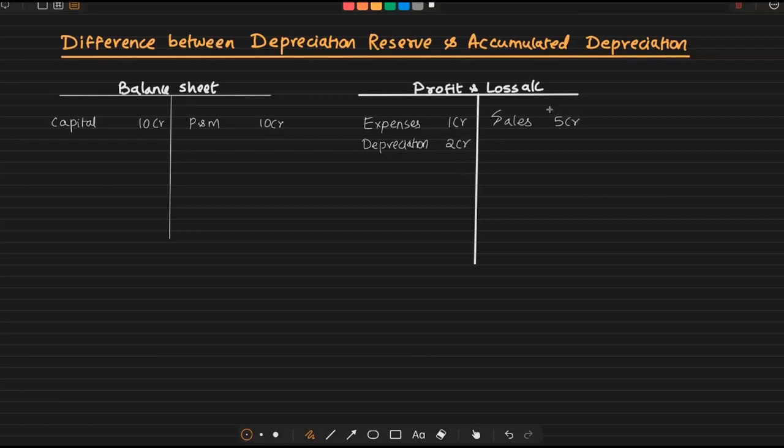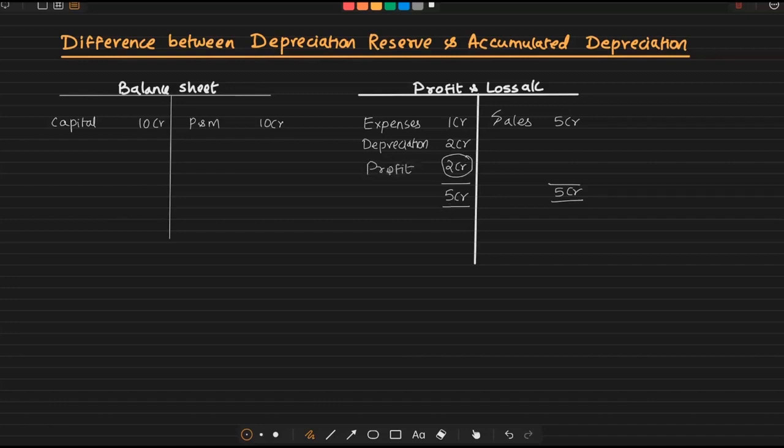So what will happen now? My sales is 5 crore, expense is 1 crore. I was carrying the belief that my profit is 4 crore. I was thinking I can declare the entire 4 crore as dividend, but no, now there is an expense in the name of depreciation. So my total expense is 3 crore, sales is 5 crore. So what happened to my profit? It is not 4 crore, it has come down because my income is 5 crore, my expenses are 3 crore, so the balancing figure 2 crore is the profit, and it's only this profit that can be declared as dividend.